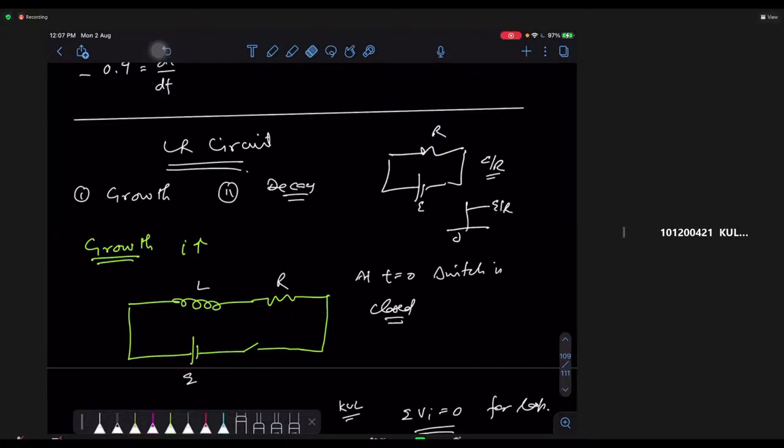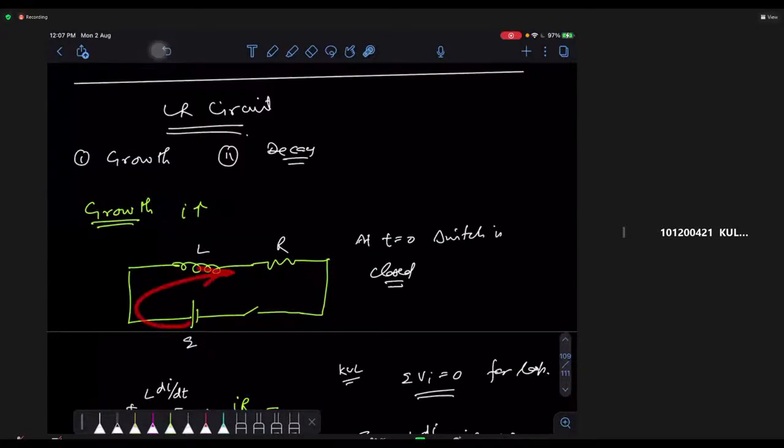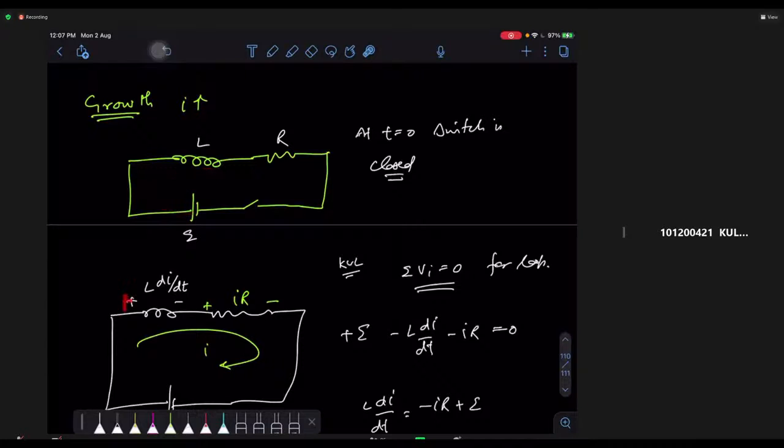Because what is the basic nature of the inductor? The basic nature of the inductor is to oppose the current change. The battery tries to increase the current, and the inductor opposes it. As a result, the inductor drops the potential. The inductor drops the potential here because di by dt is positive. When current rises, potential falls. So the polarity is falling polarity. Potential falls in the direction of current. For the resistance, we have normal polarity, plus minus in the direction of current.